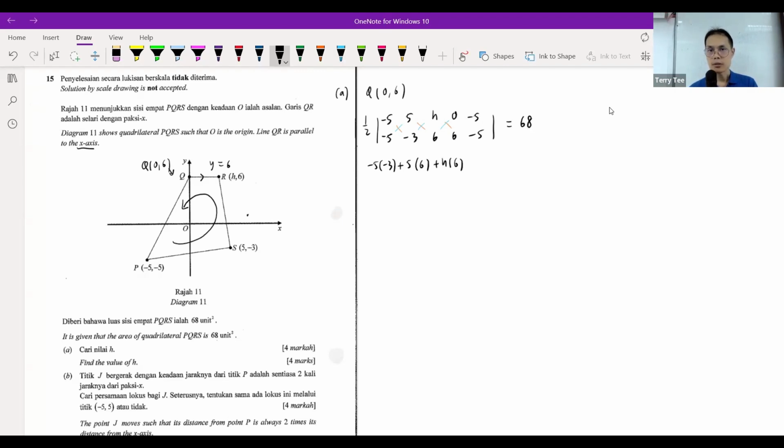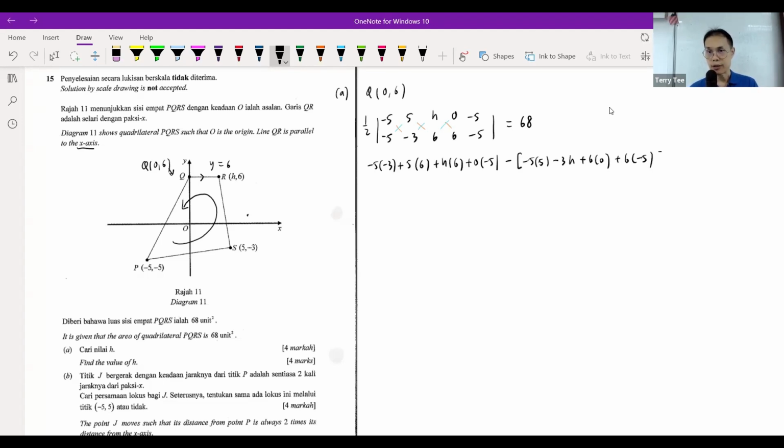So in this case, we keep going. This one is 0, -5 minus, this will be -5 times 5, -3 times h. You can write -3h, then 6 times 0, and 6 times -5.